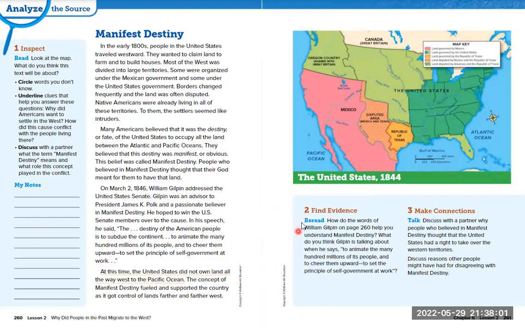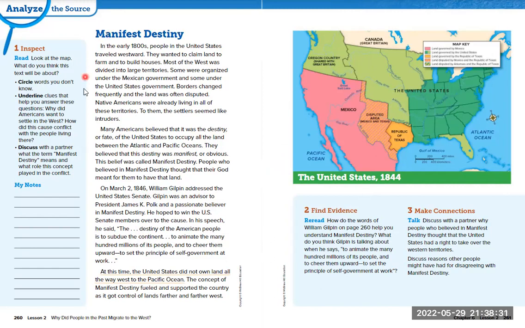Now I want you to find what you're supposed to be annotating. So you're going to be underlining clues that answer: why did Americans want to settle in the West? How did this cause conflict with the people living there? We already know that Americans believed that it was their destiny because they thought that their God meant for them to have that land. And how could that cause problems?